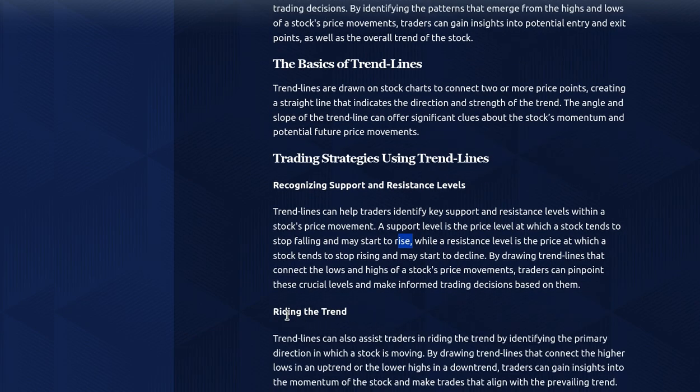So, riding the trend. Trend lines can also assist traders in riding the trend by identifying the primary direction in which a stock is moving, by drawing trend lines that connect the higher lows in an uptrend or the lower highs in a downtrend. Traders can gain insights into the momentum of the stock and make trades that align with the prevailing trend.